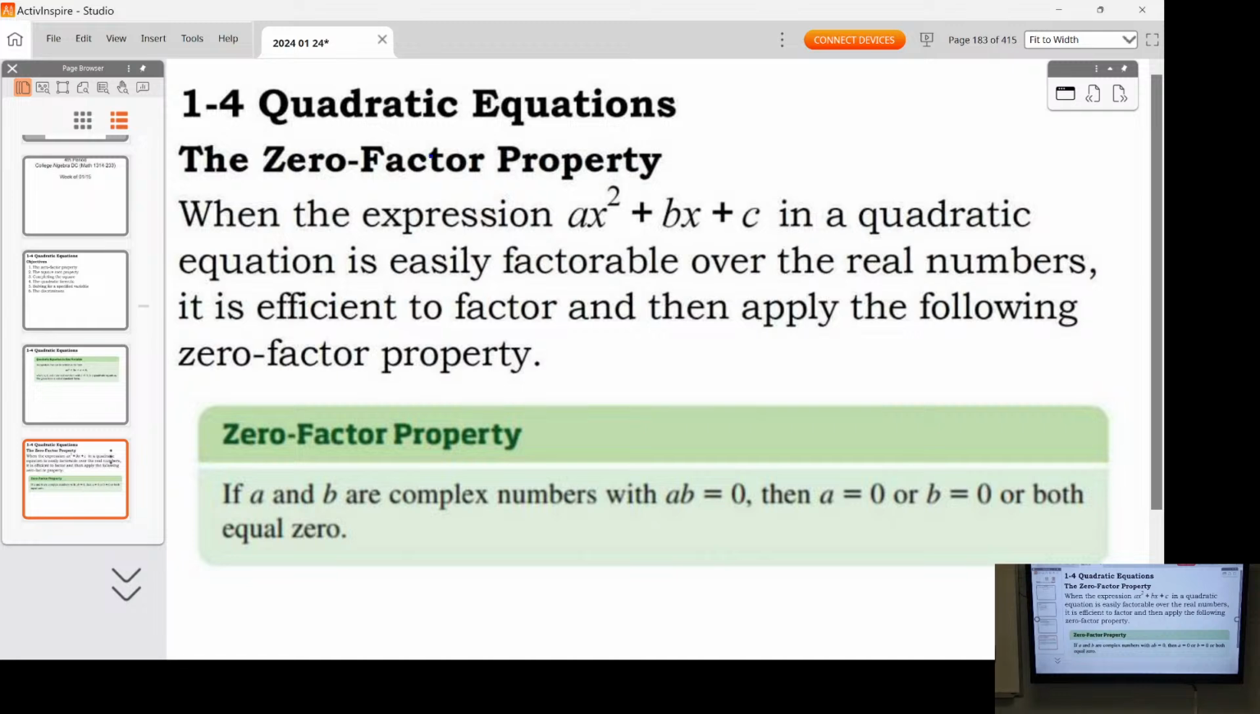If I have two things that are multiplied together and get 0, what does that tell you about the factors? How do you multiply two things together and get 0 as an answer? One of them has to be 0. Okay? That is called the zero factor property. Chances are I'm not going to use that term, but when you're doing your homework, if it says use the zero factor property, what it's saying is factor it, set the factors to 0, solve. Okay? Pretty simple. So if a and b are complex numbers with a times b equals 0, then either a or b or both are 0.